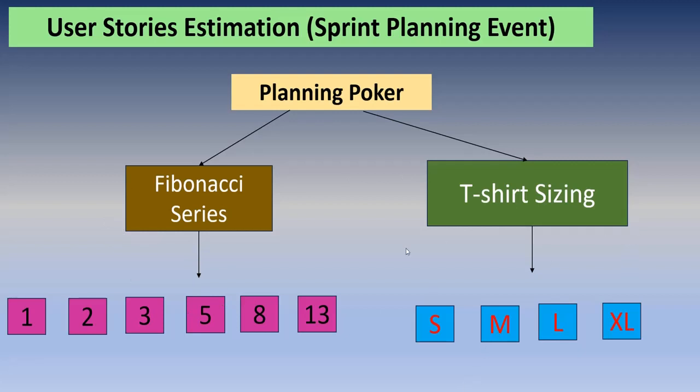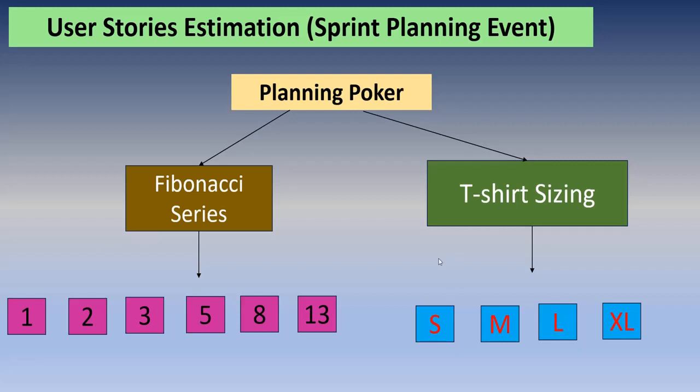In the t-shirt sizing method, what will happen now? They will take one user story. I mean, the product owner will take one user story. He will explain what things need to be done. He will not explain how we are going to do it, but he will just say what the requirements are and what we need to achieve for that user story. Based on that discussion, the Scrum Master will ask each and every developer to provide their estimation.